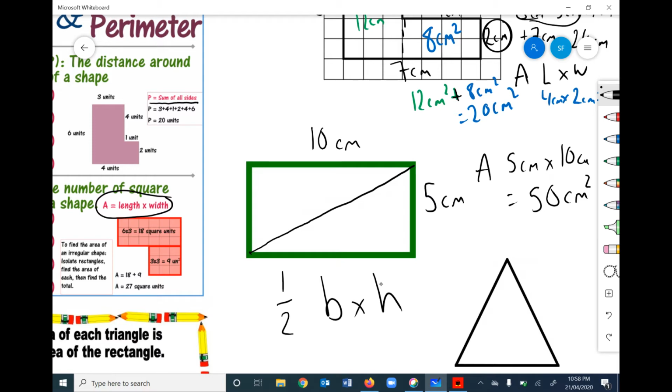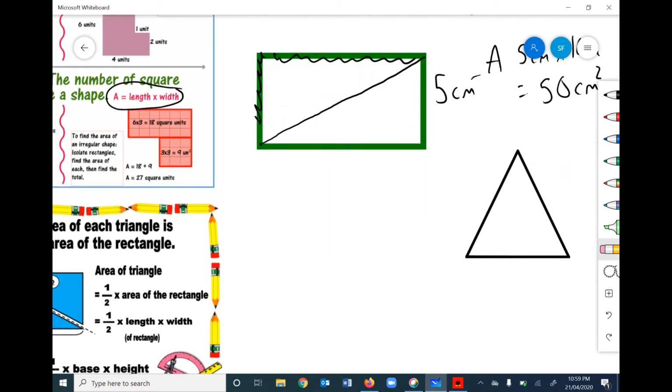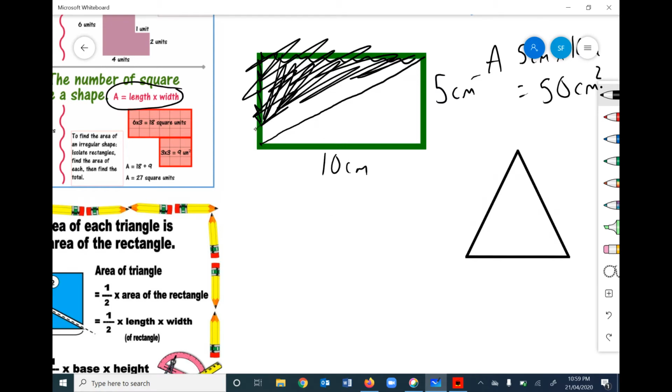So let's have a look at this one here. If I get rid of this line and we just look at it as a triangle, rubbing this one out, I'll come down a bit further. We now have 5 centimeters and 10 centimeters here, because this part of the shape is actually gone. So we're only working with this half.